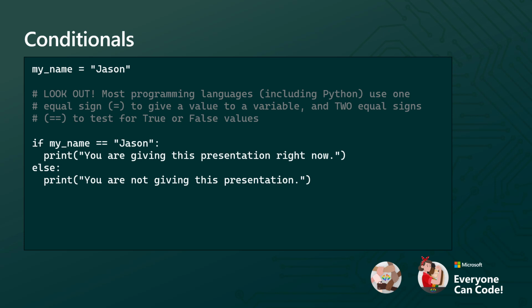One thing to look out for: most programming languages, Python very much included, use one equal sign to set a value to a variable. So we can see my name with one equal sign is Jason, and that means we are taking that value Jason and putting it inside of that variable, my name. But we use two equal signs to test for those true or false values. If my name equals Jason, another gotcha you really need to look out for when you're programming.